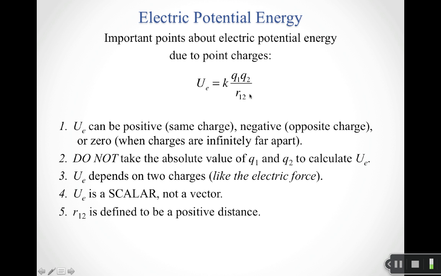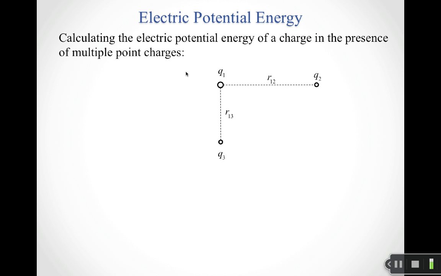This distance is defined to be a positive distance, right? So this is always a positive number. It doesn't matter where your charges are located. R12 is always a positively valued distance. And then notice that this is 1 over r rather than 1 over r squared. So the other fundamental difference with Coulomb's law is that the electric potential energy falls off like 1 over r rather than 1 over r squared. So all these are important things to keep in mind when you're calculating the electric potential energy from point charges.